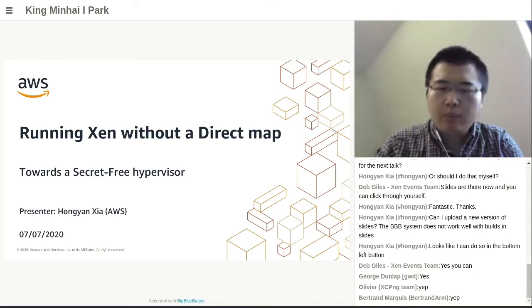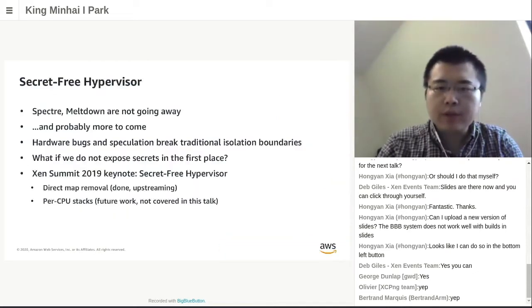So, why do we want to build a secret-free hypervisor? The problem is that we have seen all these speculation vulnerabilities, and they are definitely not the last of them. So we're probably expecting more, which are probably on their way. Those hardware bugs and speculation break the isolation boundaries.